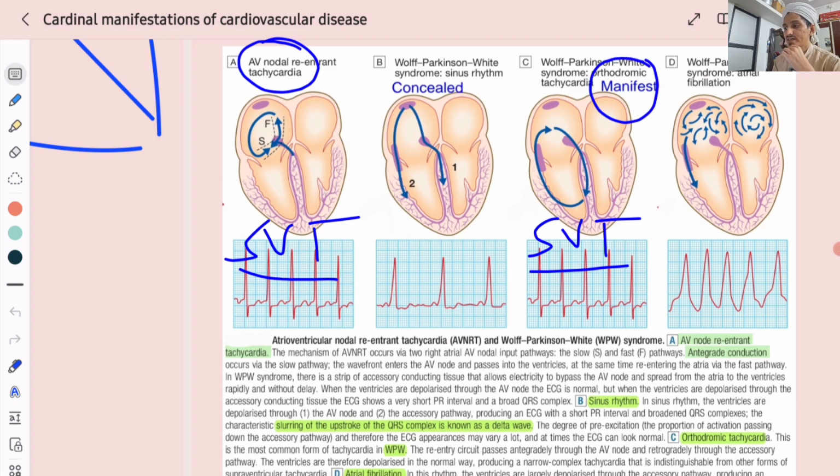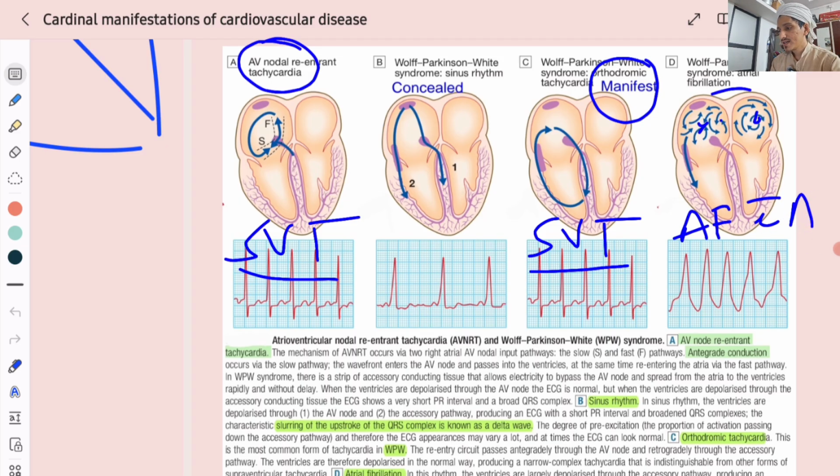Now, Wolff-Parkinson-White syndrome with atrial fibrillation. In this rhythm, the ventricles are largely depolarized through the accessory pathway, producing an irregular, broad complex tachycardia that is often more rapid than the example shown. Along with atrial fibrillation, there can be an accessory pathway. This is an example of AF with accessory pathway.